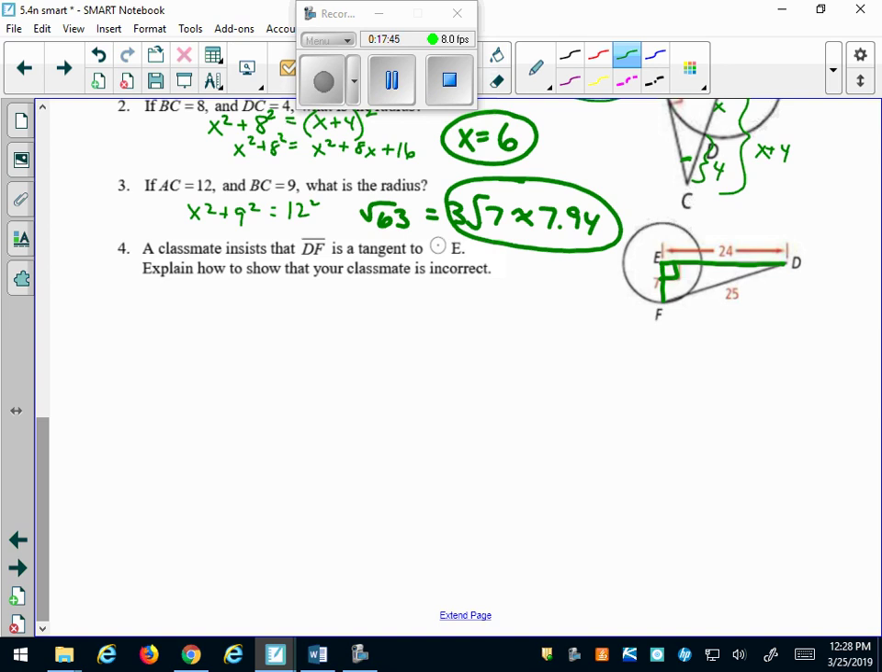Yeah, because if DF was tangent, this would have to be a right angle. Can we have 2 right angles in a triangle? No, that's impossible. So, DF is not tangent because we can't have 2 right angles in a triangle.